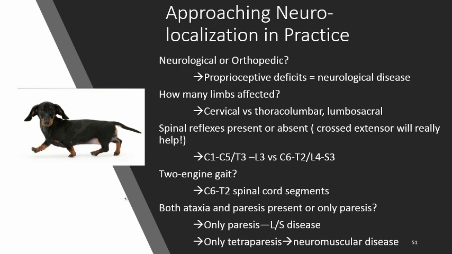So what do we do? In practice, we're looking at neurological or orthopedic. Proprioceptive deficits mean neurological disease. We need to decide if the front limbs or the back limbs are affected, or is it lumbosacral. And our spinal reflexes are going to help us. Do we have a 2-engine gait? So we need to look, do we have something like Wobbler's disease? Do we have a T3-L3 myelopathy? Do we have a brachial plexus problem? Do we have lower motor neuron paralysis? Do we have a 2-engine gait? What's going on? These are sort of how we look at this in practice.